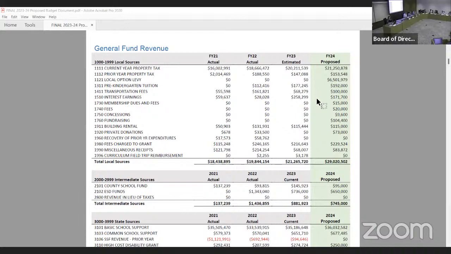You can also see where some of these student body funds have come into the general fund in terms of revenue. A lot of these things, these private donations and things of that nature, are student body funds that we discussed earlier coming in.